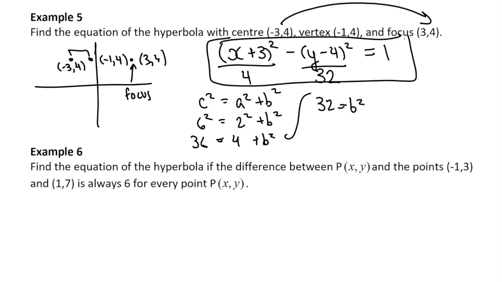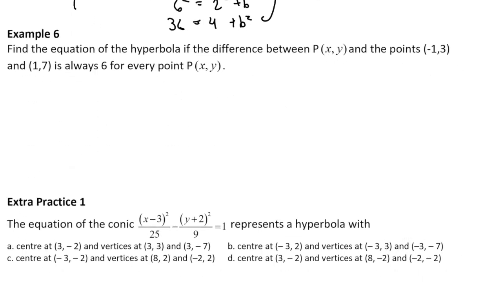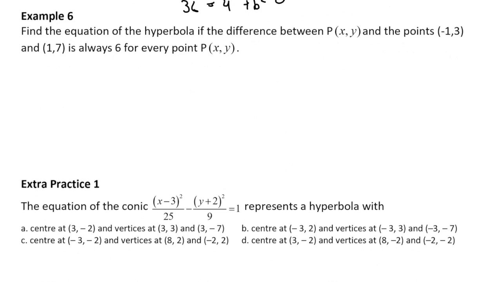And then question 6, I think I need to check this, but I'm pretty sure that when I was looking through this, this is a typo. They're saying, find the equation of the hyperbola if the difference between (x, y) and the points (-1, 3) and (1, 7) is always 6 for every point (x, y). This question on its own wouldn't make sense.